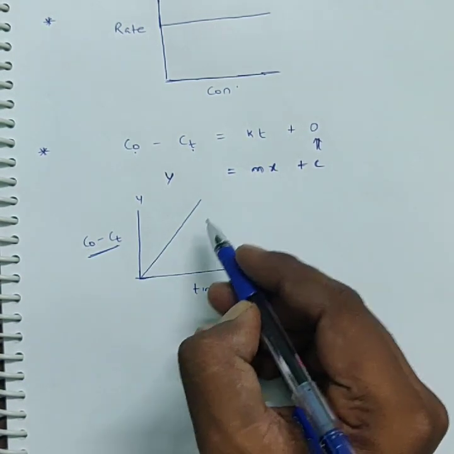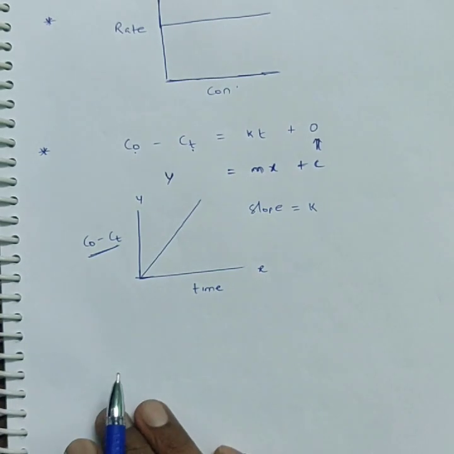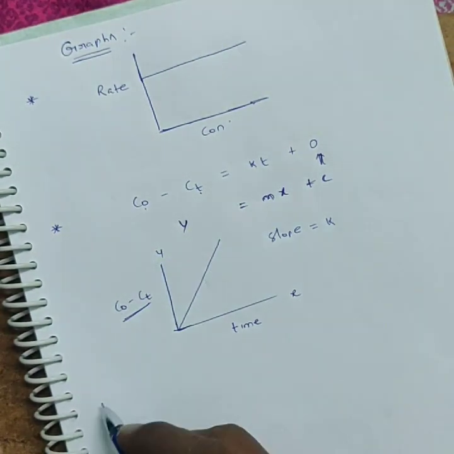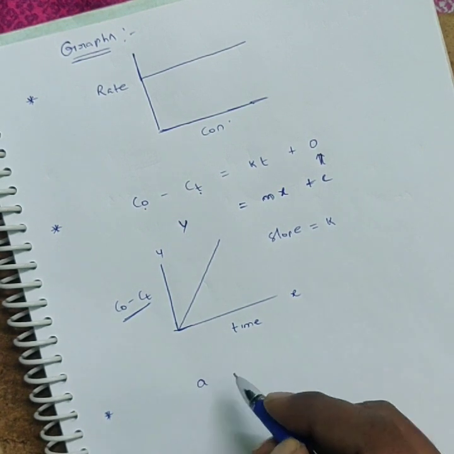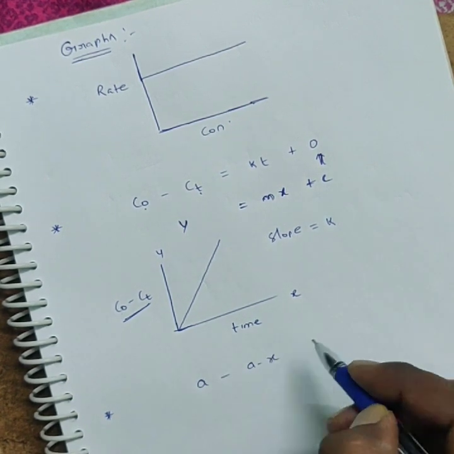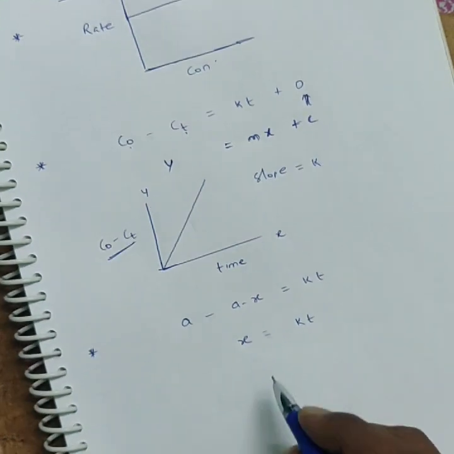Now intercept will be 0. Here slope will be equal to k. This is from the first equation. Let us consider another equation. We know that C naught is equal to A, and Ct is nothing but A minus x, which is equal to kt. So finally x is equal to kt.